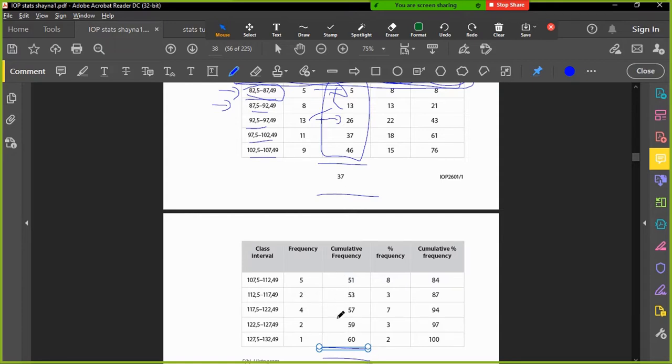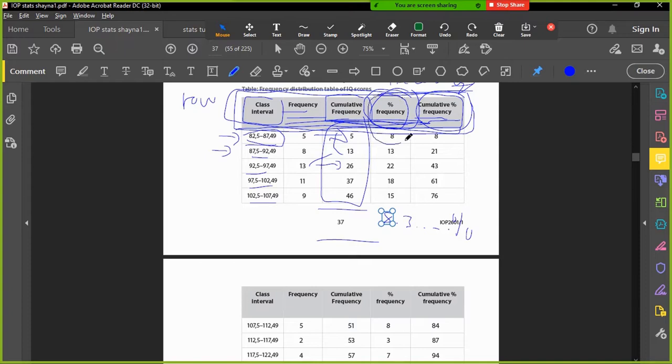Oh, okay. So then I think I say 5 divided by 60. Yes. Okay, so the total was 60, right? So 5 divided by 60 times 100 is 8.3%. Okay, so then they just said 8. Does that make sense? Yes. Okay, that's the percentage frequency.